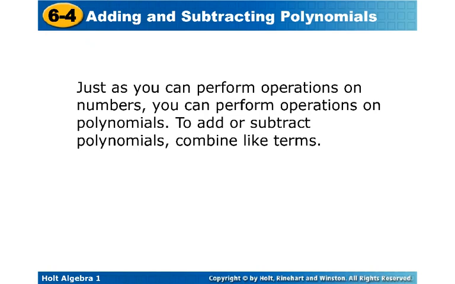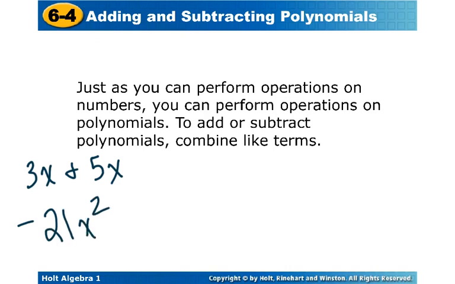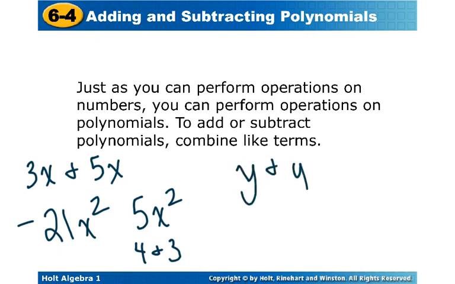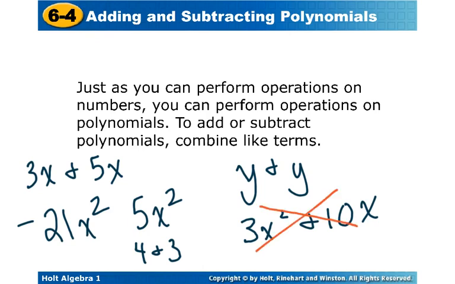So remember, like terms are 3x and 5x. Then you could have like negative 21x squared and 5x squared. You could just have 4 and 3. You could just have y and y. They would all be like terms. But would 3x squared and 10x be considered like terms? Think about it. The answer is no. Those two are not like terms.